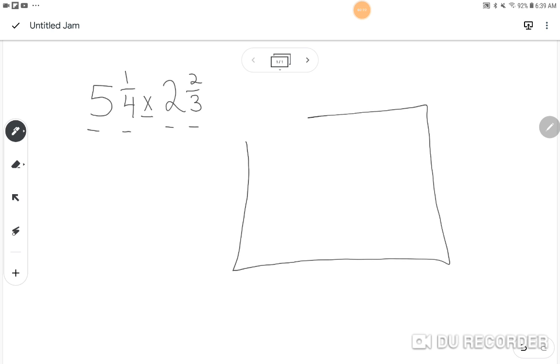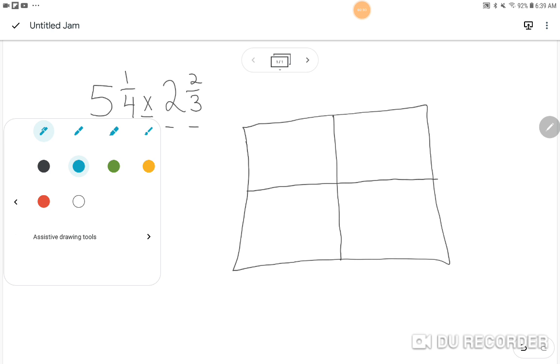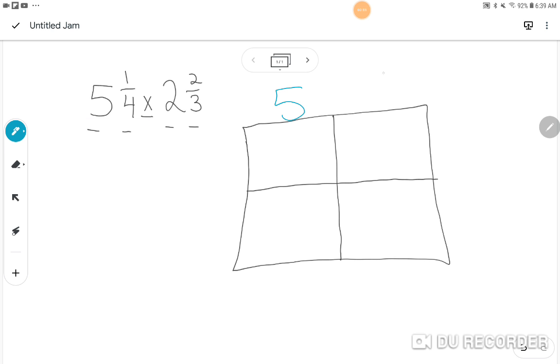Okay, so here's our area model. We're going to split it into 4 individual boxes by making a cross in the middle. And then it doesn't matter which order you split the numbers in. I'm going to actually take 5 1/4 and put it on the top. You could also put it on the side.